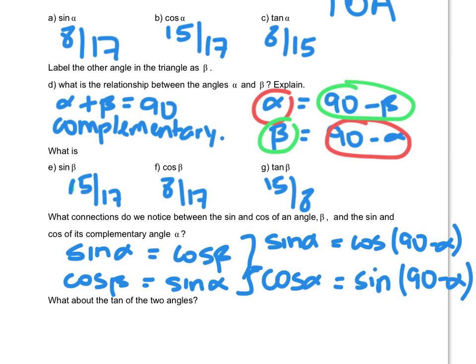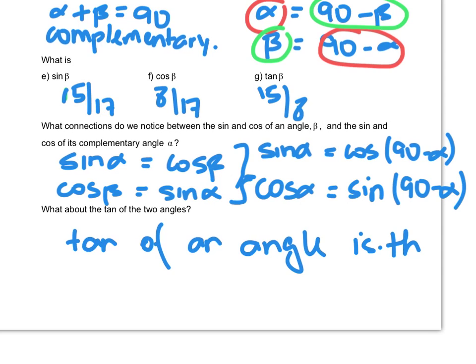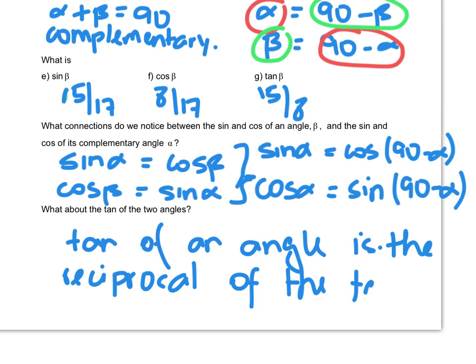Now, what do we notice about the relationship between the tan of an angle and the tan of its complement? Well, they're just the inverses of each other, or the reciprocals. So you can note down that the tan of an angle is the reciprocal of the tan of its complement. So you take the tan of its complement and you flip it.